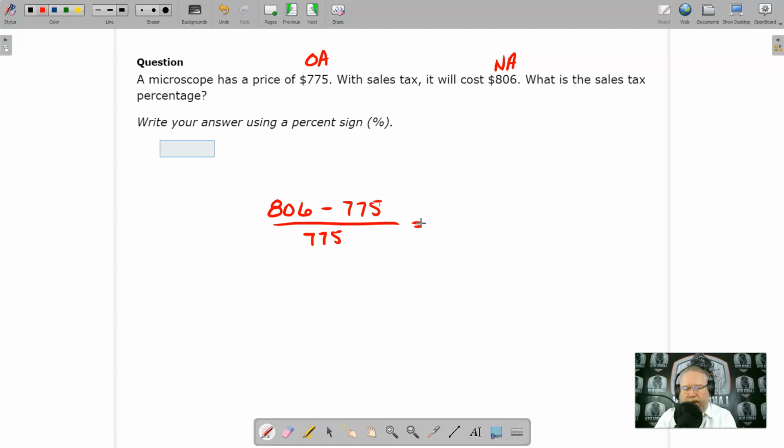So 806 minus 775 is a difference of 31. Bring our denominator 775 over. Now let's divide 31 by 775. Divided by 775 is going to result in not 0.4, but 0.04. Move the decimal over two places, we would get 4, throw the percent sign on the end. So we see that the sales tax in this case is 4%.